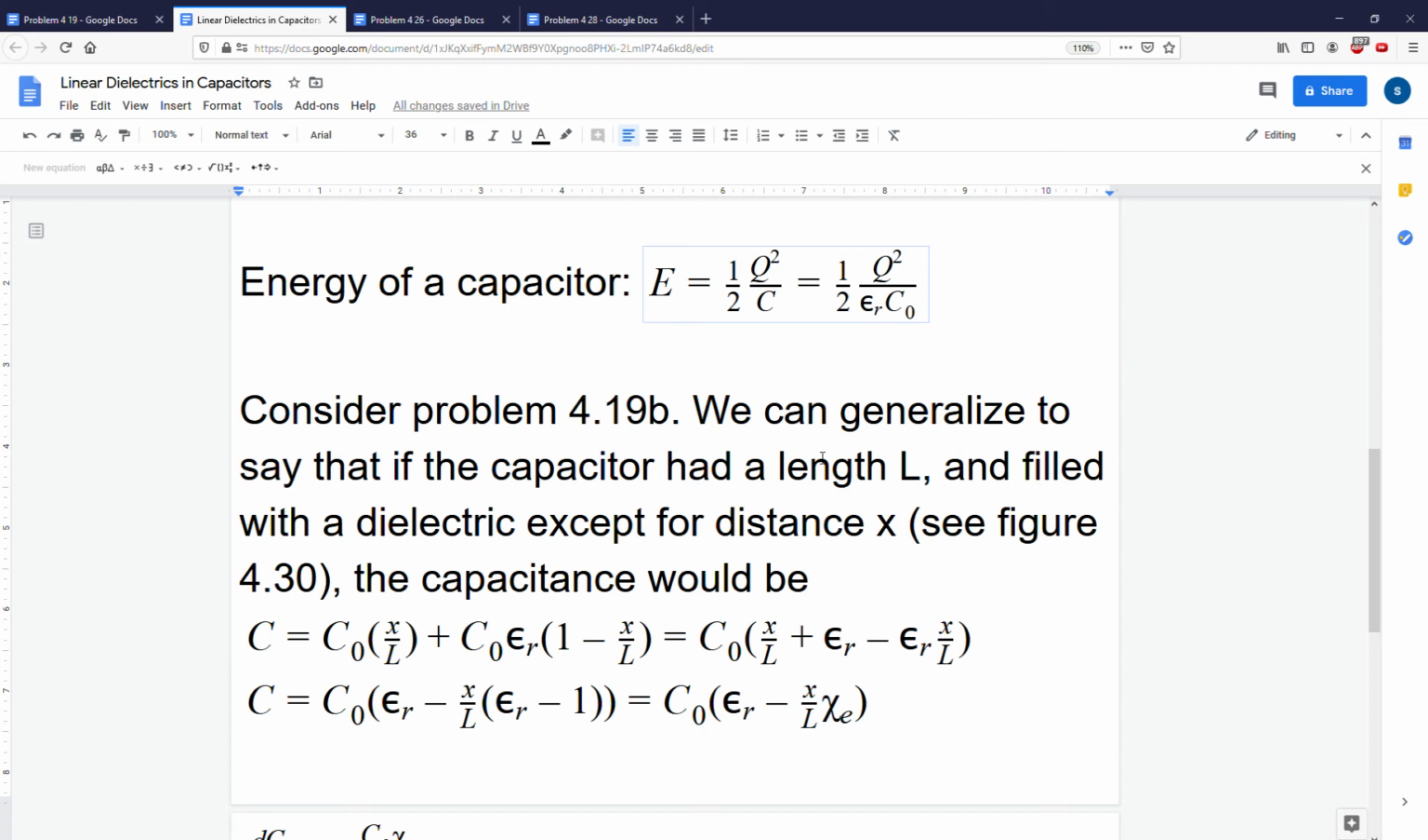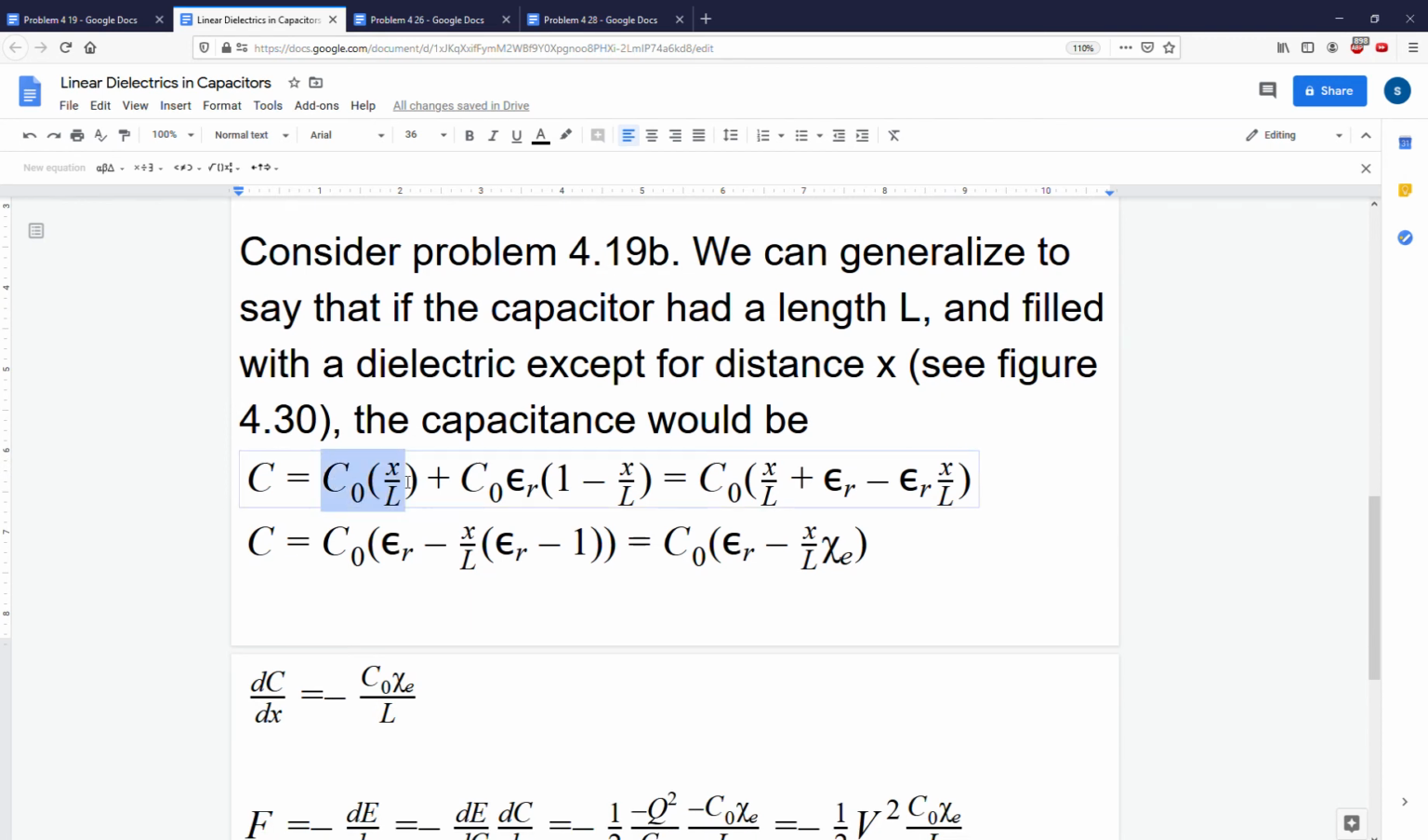Referring to figure 430, let's say that we have a capacitor with plates that had dimensions L by W. We left a length X unfilled by dielectric and the remainder filled by dielectric. In that case, the total capacitance could be the sum of the two fractions of the capacitance. So this term would represent the region of the capacitor that was not filled by a dielectric material, and this term would be the portion of the capacitor that is filled with dielectric material.